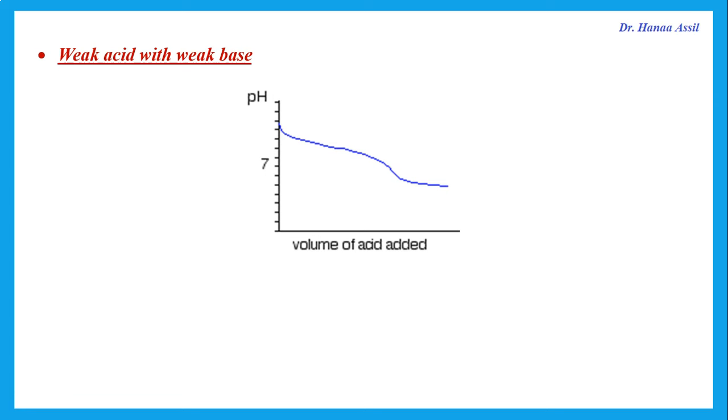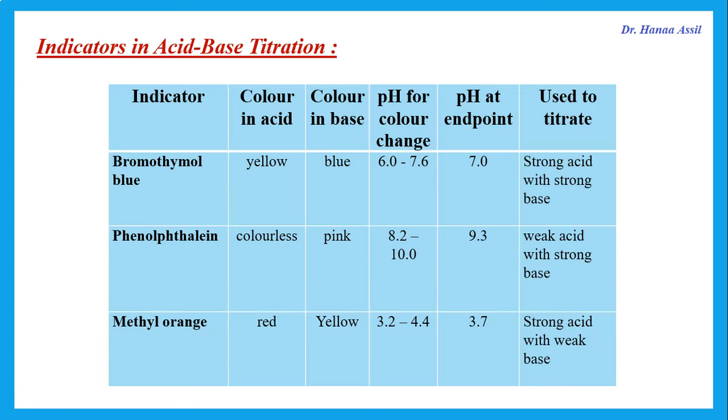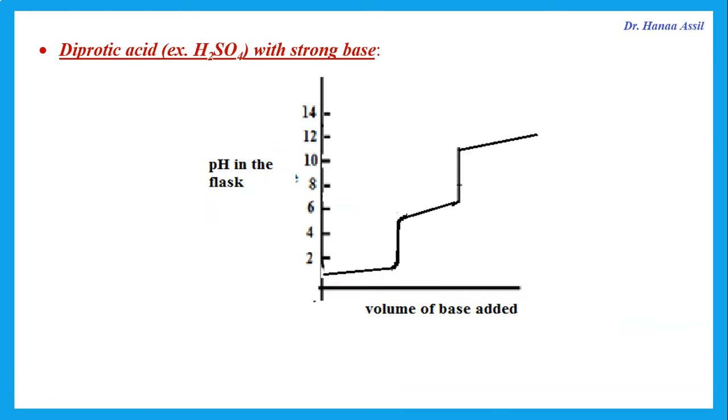What about if I have a weak acid with a weak base? Remember, weak acid with a weak base, there is no sharp fall in pH, so no acid-base indicator is suitable. So usually we don't do this kind of titration. So in general, you should remember, if I'm titrating strong acid with strong base, bromothymol blue is probably a good choice. Weak acid with strong base, you could use phenolphthalein. Strong acid with weak base, you could use methyl orange. And remember the colors, and you can get all of this from the data booklet.